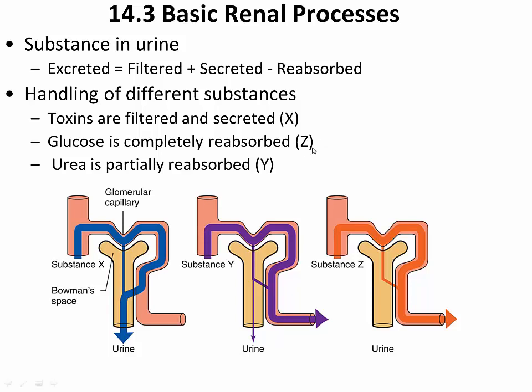Now, other substances are partially reabsorbed. So urea is a good example of that. Urea is filtered. Some of that is reabsorbed, as we see here, and then some of it leaves the body in the urine. And so all these possibilities exist, and depending on the substance and the body's need for that substance, then one of these processes will apply to a particular item that's found in the plasma.